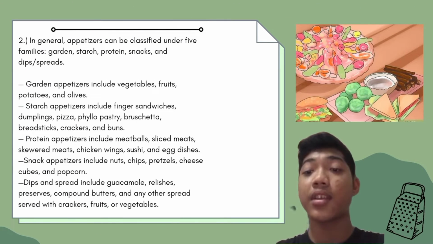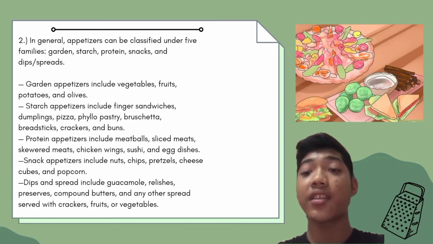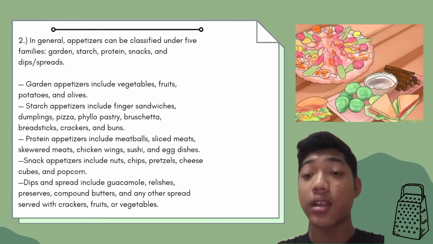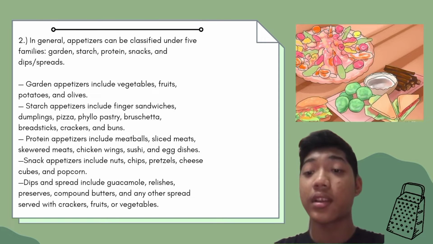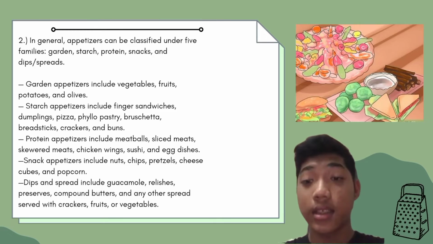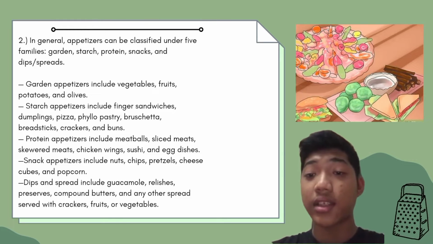In general, appetizers can be classified under 5 families: garden, starch, protein, snacks, and dips and spreads. Garden appetizers include vegetables, fruits, potatoes, and olives. Starch appetizers include finger sandwiches, dumplings, pie, pizza, phyllo, pastry, bruschetta, breadsticks, and crackers in buns.